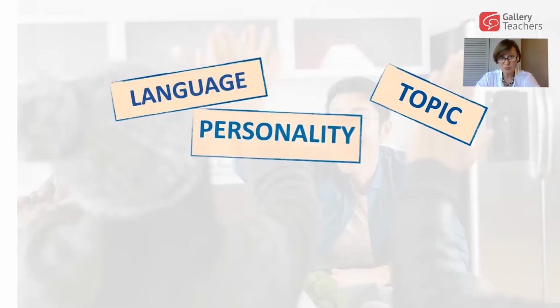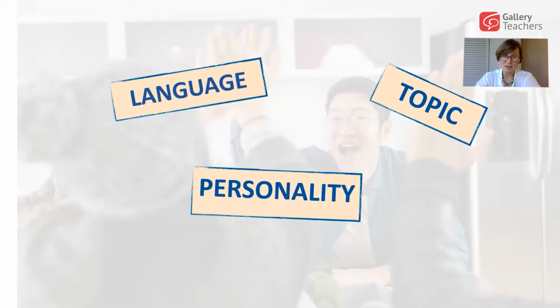Topic. So the students may not be interested in the topic, or they don't have enough background information about the topic. Language. They don't have enough language to express themselves. And of course, personality. So they can be shy students, they can be very dominant students. On the bright side, we can work with all these 3 aspects. We can work with topic, we can work with language, and we can definitely work with personality.